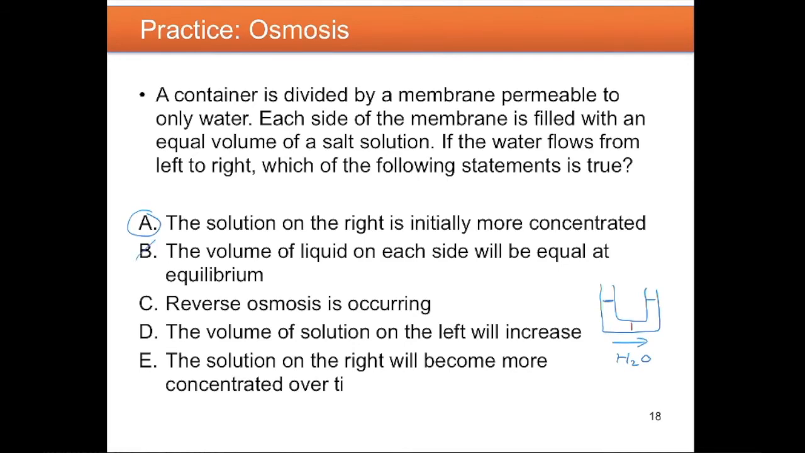C, reverse osmosis is occurring. Well, there's no indication that any pressure is being added, so C is not right. D, the volume of the solution on the left will increase. Well, if water's moving from left to right, then the volume of the right is going to increase, so D is wrong. E, the solution on the right will become more concentrated over time. And if we're moving from low solute to high solute, we're diluting the solution on the right, so the solution on the right should end up getting less concentrated, so E is also not right. So the only thing that's true in this case is A.